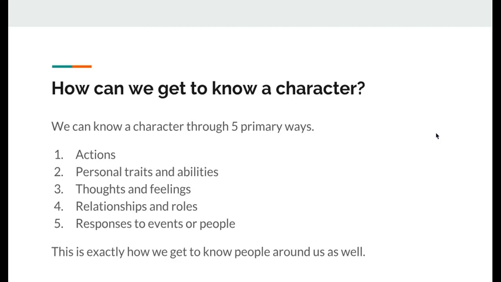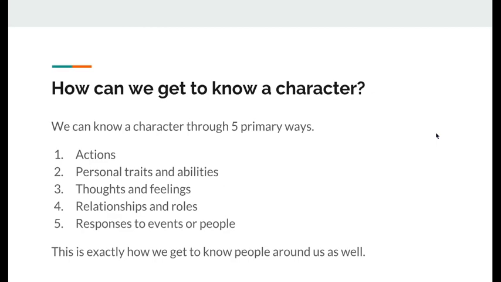How can we get to know a character? Well, here are five ways. Through their actions, personal traits and abilities, through their thoughts and feelings, through their relationships and roles, through their responses to events or people. And again, this is all dependent upon how the author writes the story.